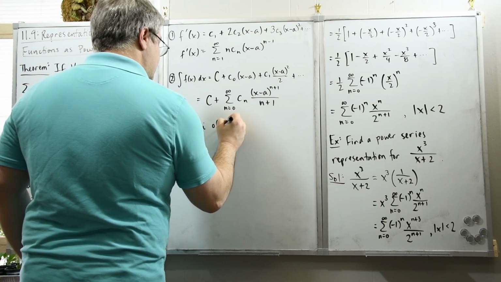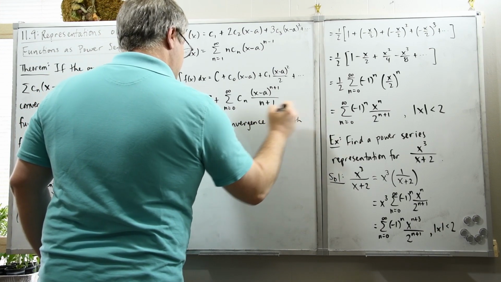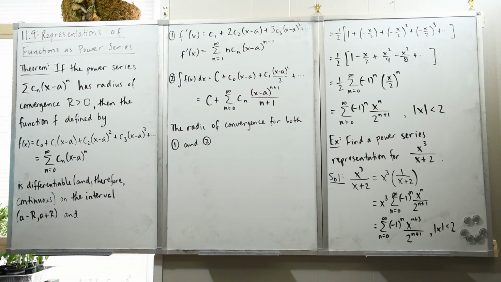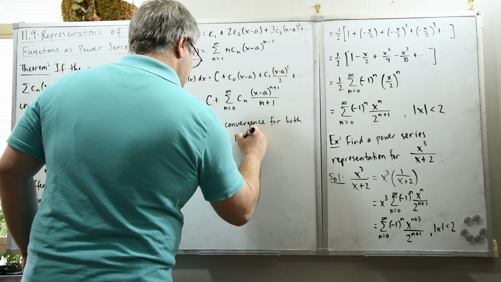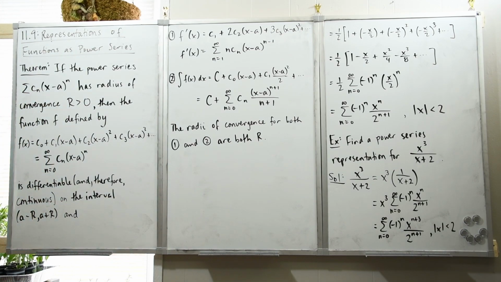And the radii of convergence for both 1 and 2 are still going to be the same as the radius of convergence of this power series here. The radius of convergence for 1 and 2 are both r. All right, so with this theorem in mind, let's take a look at the following example.